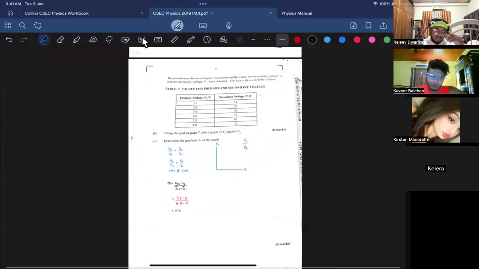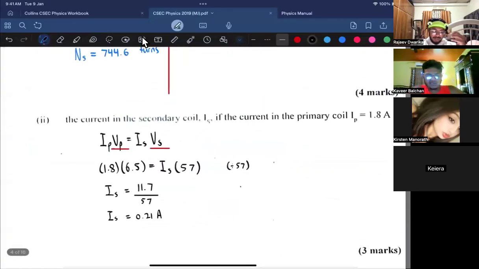Yeah. Is that true here? Can we see that in our answer? What is the primary voltage again? 1.8. And what do we get for the secondary? 0.21. It makes sense, right? You fully understand that, right? And there's another method they could do.